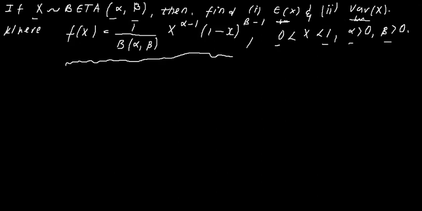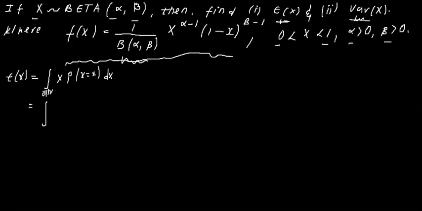Let's begin with the expected value. What is the formula of the expected value of a continuous distribution? This is given by x multiplied by the distribution, dx. So it is the integral of x multiplied by the distribution, in this case the beta distribution. Once we have this, what we need to do is just plug in the information that we have.